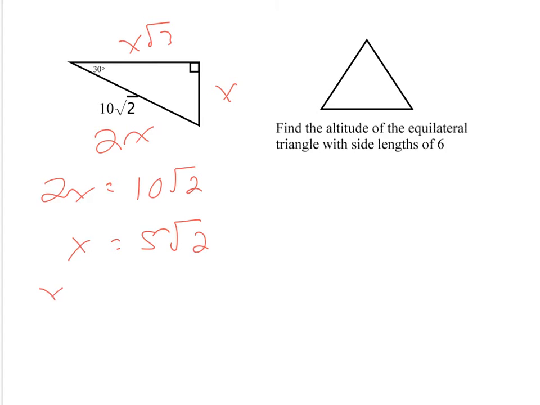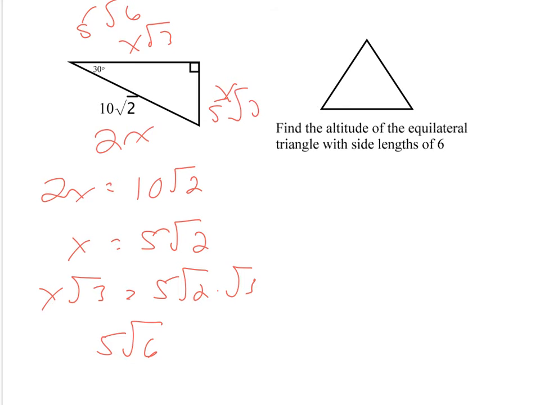And I know that x root 3 is equal to x, which is 5 root 2, times root 3, which equals 5 root 6. So now I know that this side is 5 root 6. This side's 10 root 2, and my third side is 5 root 2.